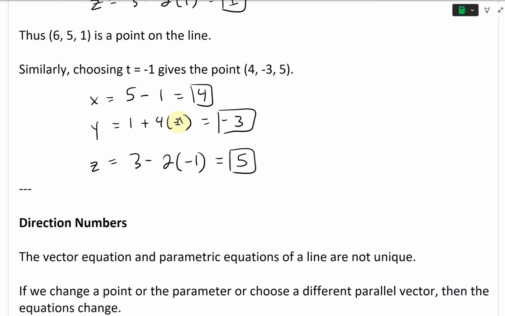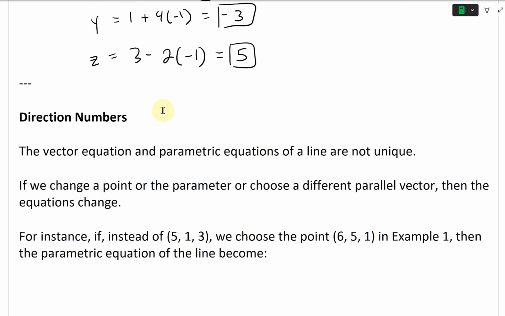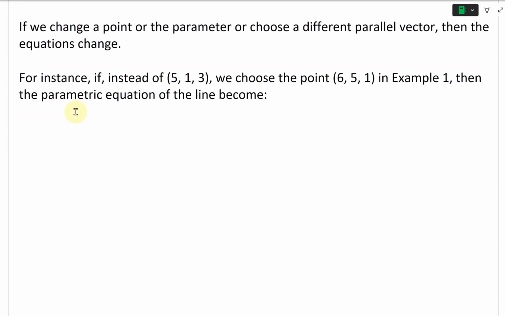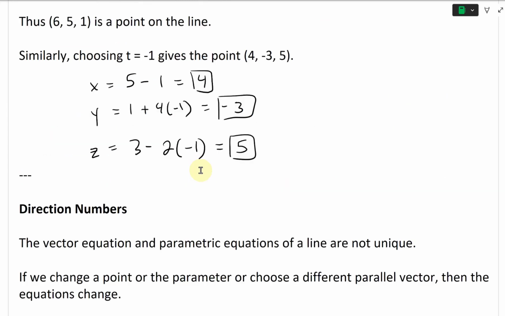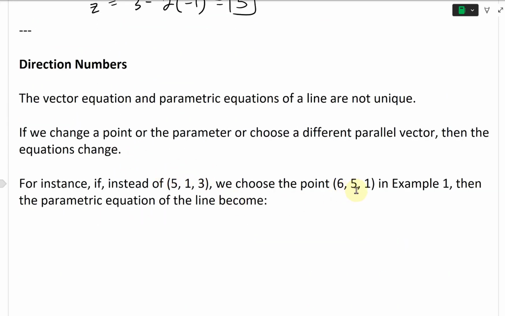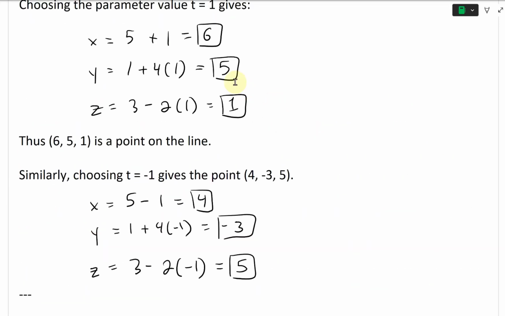All right, continuing further, now let's look at direction numbers, and this involves a note on these examples that we just covered. So the vector equation and parametric equations of a line are not unique. If we change a point, or the parameter t, or choose a different parallel vector, then the equations change. For instance, if instead of 5, 1, 3 in this example, we choose the point 6, 5, 1. In other words, choose this point here. This is also on the line.